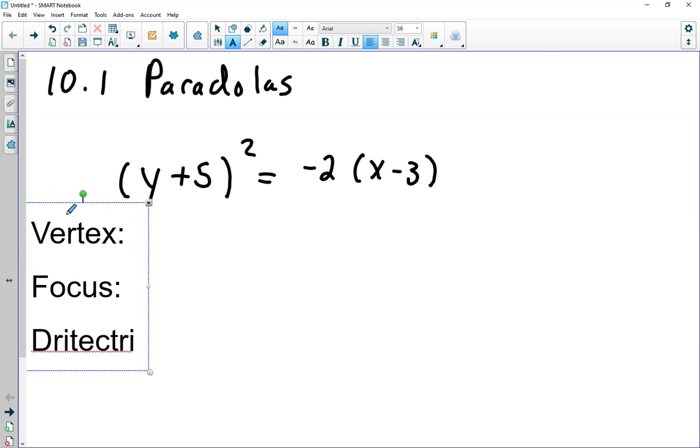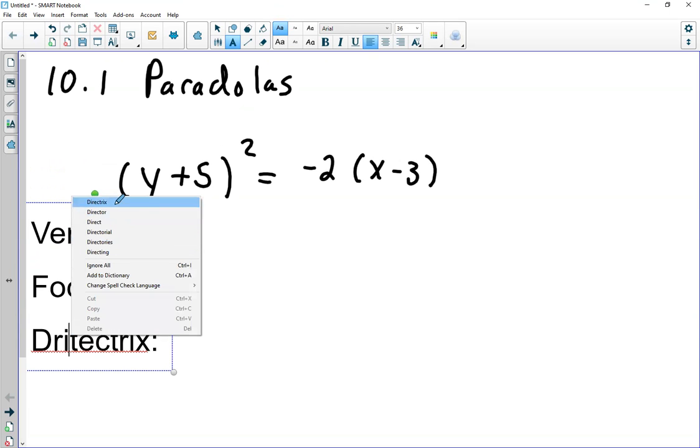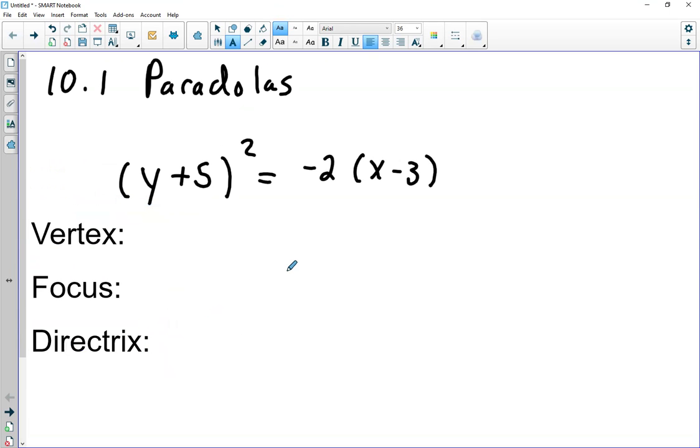Where? And the directrix. I'll step on it. No, I'll step on it. I'll wait, guys.